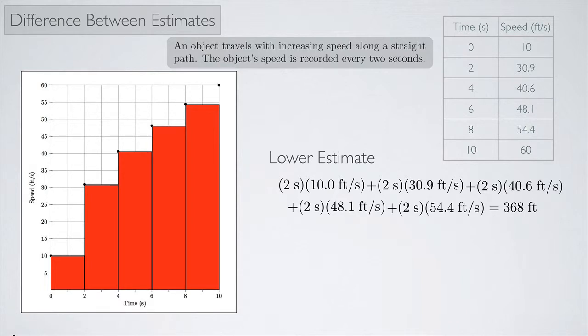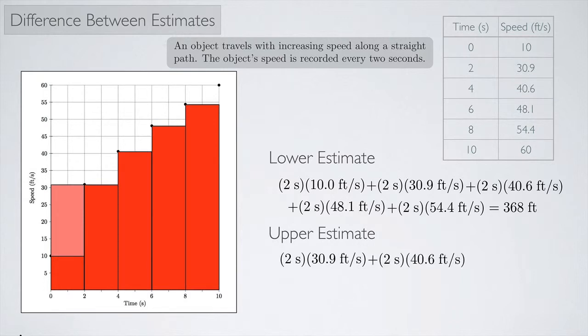For the upper estimate, let's look at the most the object could have traveled. So in the first 2 seconds, we know at the end of the interval it was traveling at 30.9 feet per second. So let's assume it was going 30.9 feet per second for that entire first 2 seconds. So in that case, this leads to an upper estimate of 30.9 feet per second times 2 seconds. And now we're looking at the area of this rectangle right here plus this added rectangle right here.